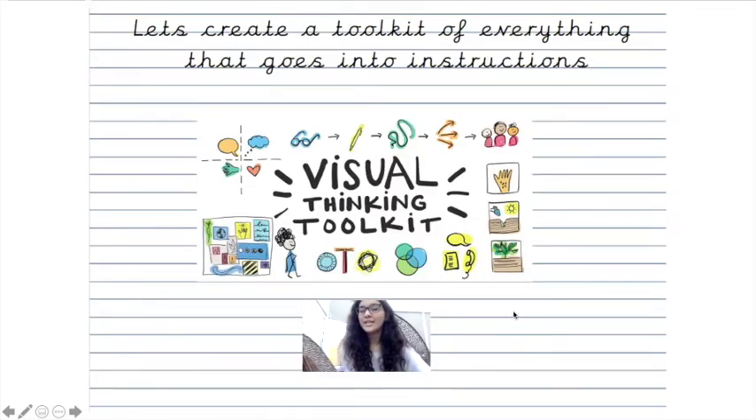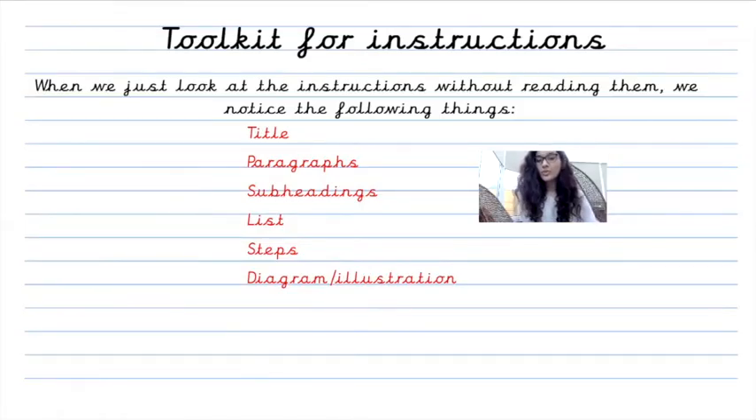Now that you've had a little bit of a brainstorm, we're going to create a toolkit of everything that should be in a set of instructions. It's very, very nice to have this visual thinking toolkit, because then if you ever forget what you're meant to include in your instructions, you have a place that you can go to where the features of a set of instructions are very clear. When we just look at the instructions without reading them, we notice the following things.